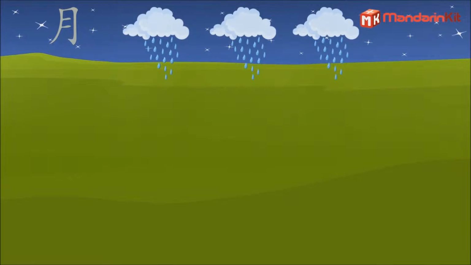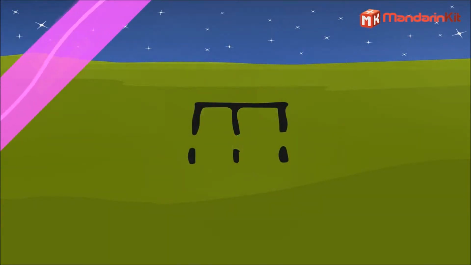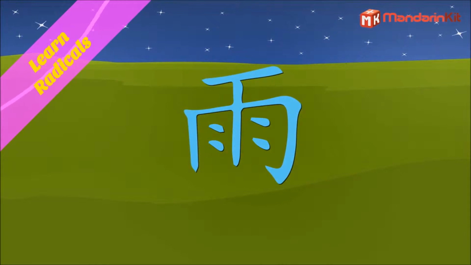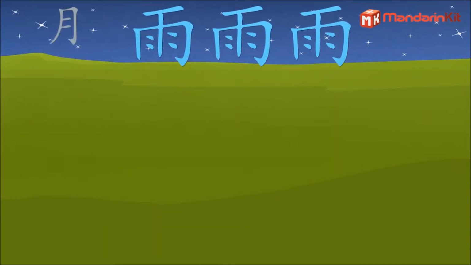Suddenly, it started to rain. The script of Yu, rain, shows the raindrops falling from the sky. Even in its latest form, we can still see raindrops in the four dots. Soon, the rain stopped.